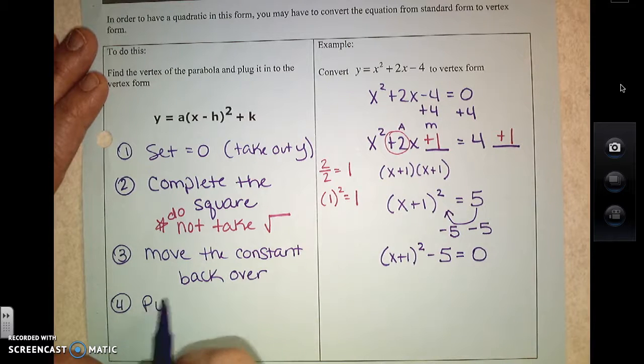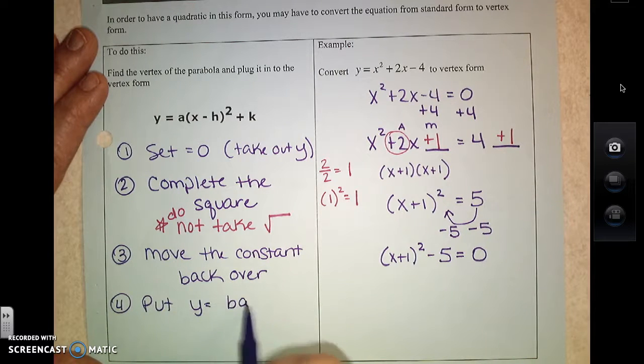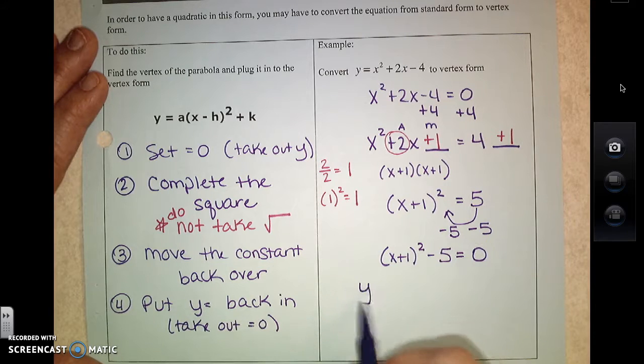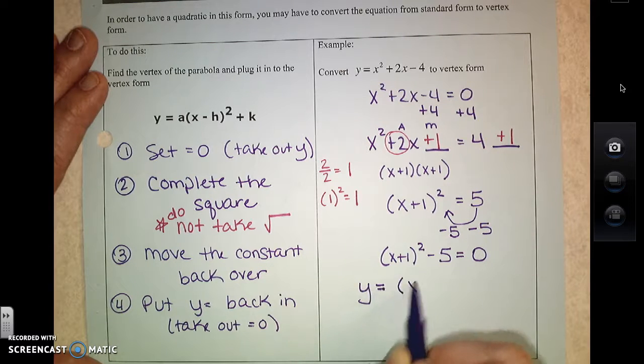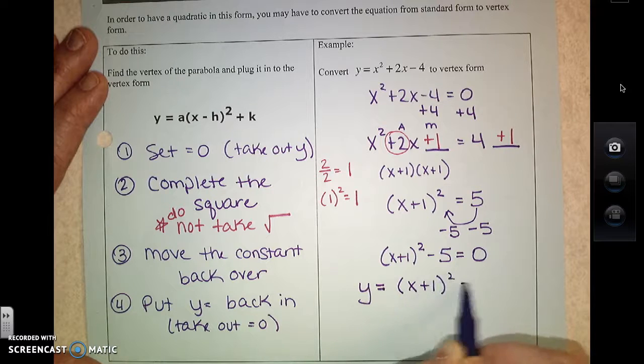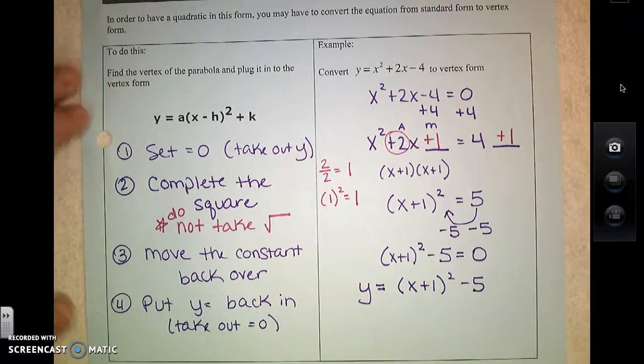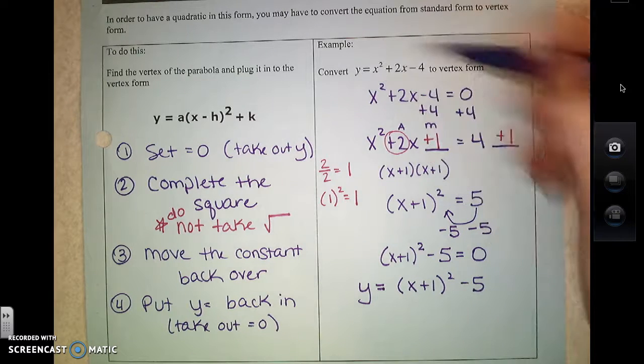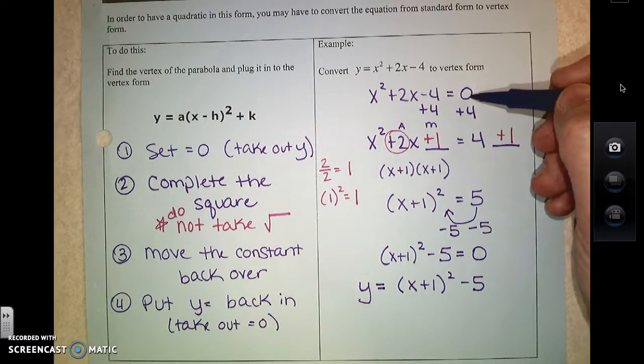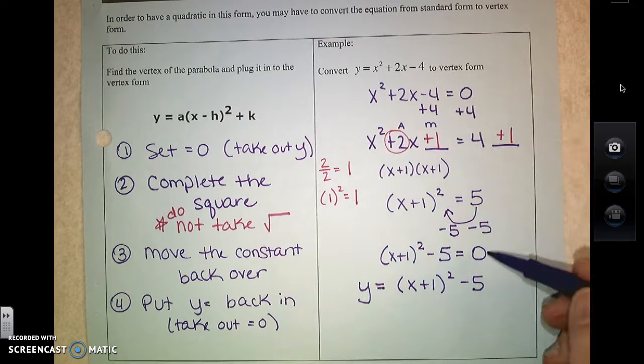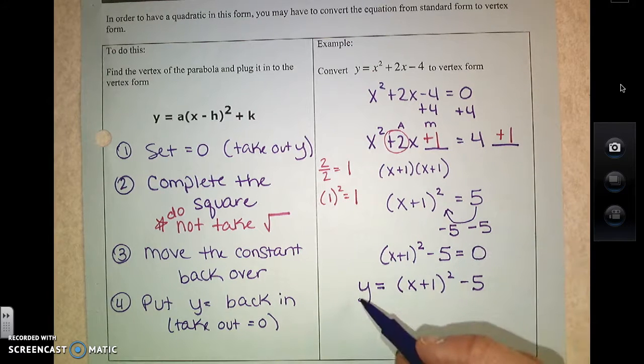Okay, so we're going to put y equals back in and take out the equals 0. And so this is going to be y equals x plus 1 squared minus 5. And now we have put this into that form. So what we did was we started by taking out the y and replacing it with 0. When we get back to 0, we need to take out the 0 and replace it with y to finish up.